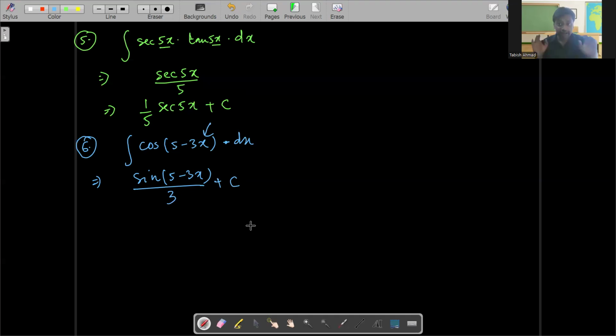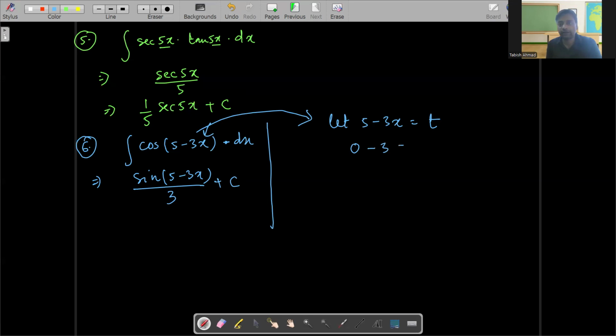Are you getting it? If not, I will do this in another method, another way also. Even here, what I will do is consider that let 5 minus 3x is equal to t. Okay, so differentiating both the sides, 5 is 0, minus 3 is equal to dt by dx, because we are differentiating with respect to x both the sides. So from here dx is equal to negative 1 by 3 dt.